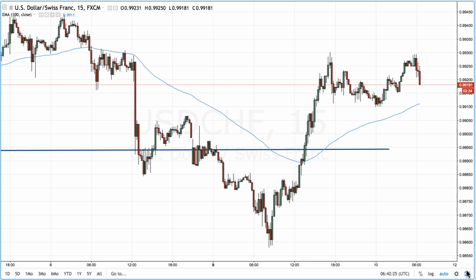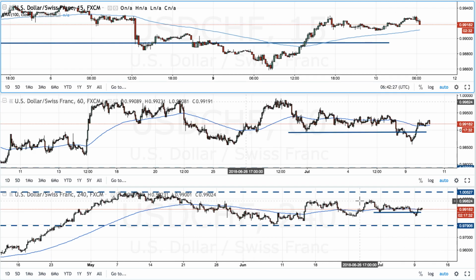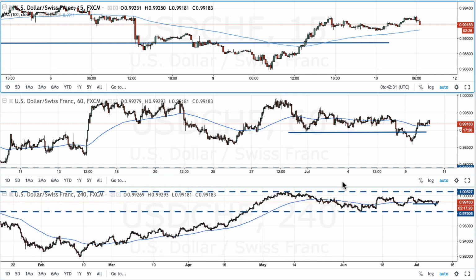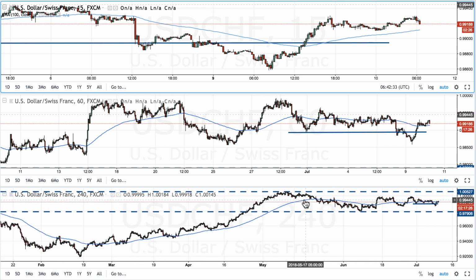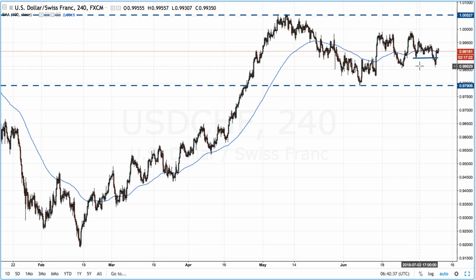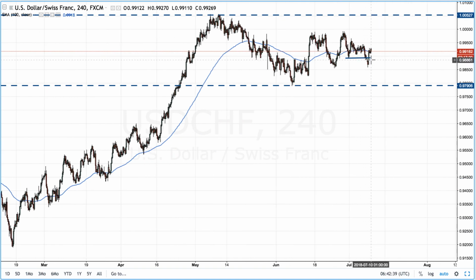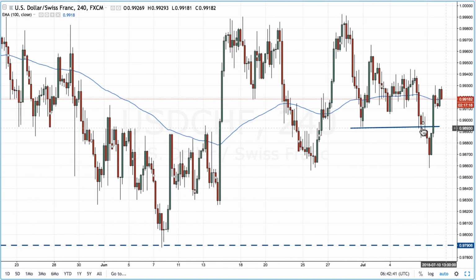Moving on to the dollar franc. So the dollar franc here is a little bit more tricky. It's kind of in a bit of a range here. I think ultimately we believe that the market is going to go higher. But we were looking for a little bit of a pullback for the market to break down beneath this support level over here to take a short-term sell opportunity down to the support at 0.9790.